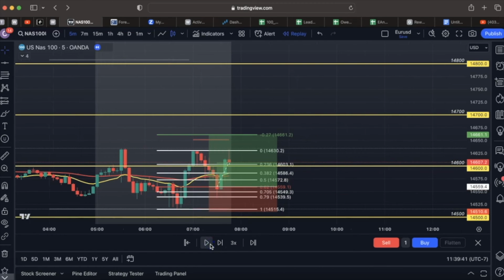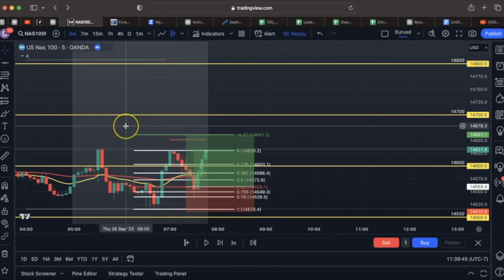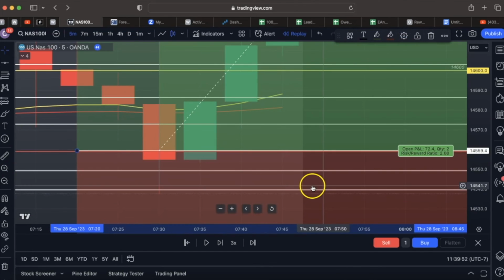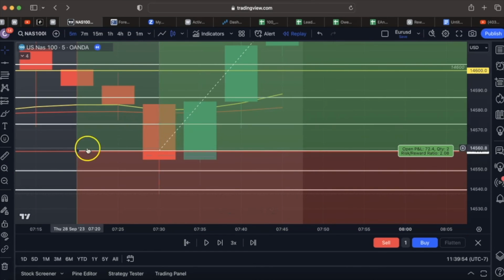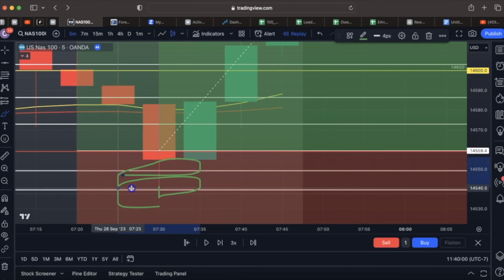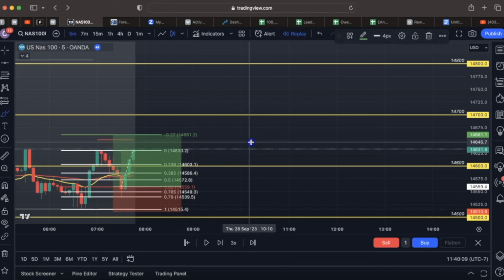Boom. So wait. We can see that it came and hit all three of our levels. Let's zoom in here. Okay, so we can see this candle right here. Look how it went and hit our 0.79, 0.705, 0.62. Boom, came and activated them all, then pushed away. Very nice.